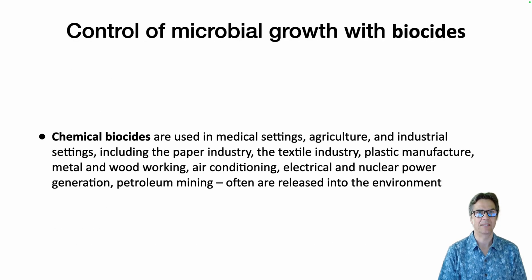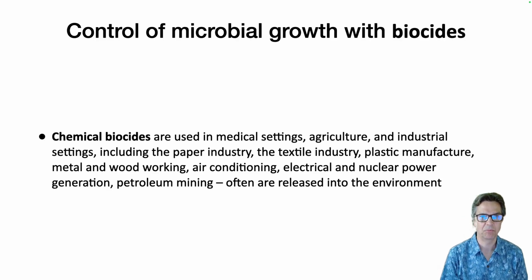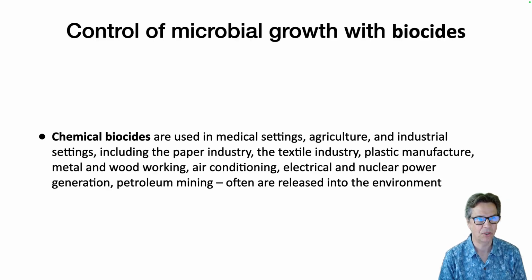Chemical biocides are used in medical settings, agricultural and industrial settings, including the paper industry, the textile industry, plastic manufacturer, metal and woodworking, air conditioning, electrical and nuclear power generation, petroleum mining, and often others. Biocides will be used in these cases to control microbial growth. Often, the chemicals used are released into the environment, and that has to be a consideration.